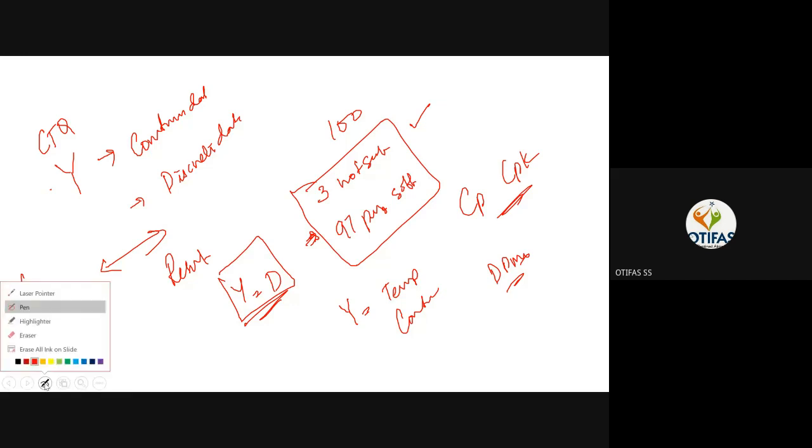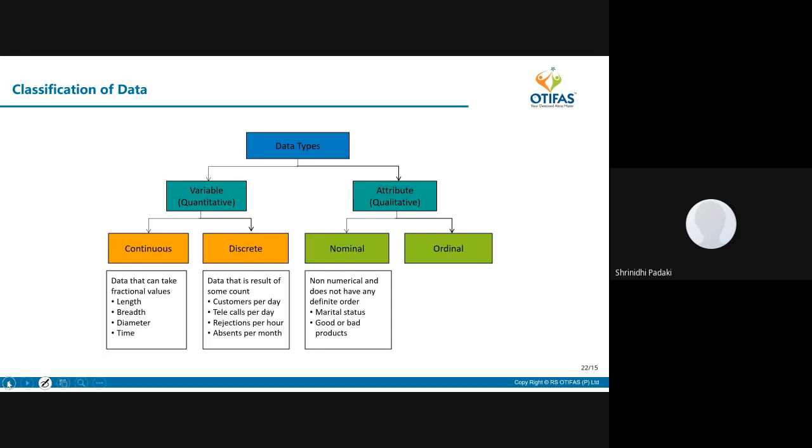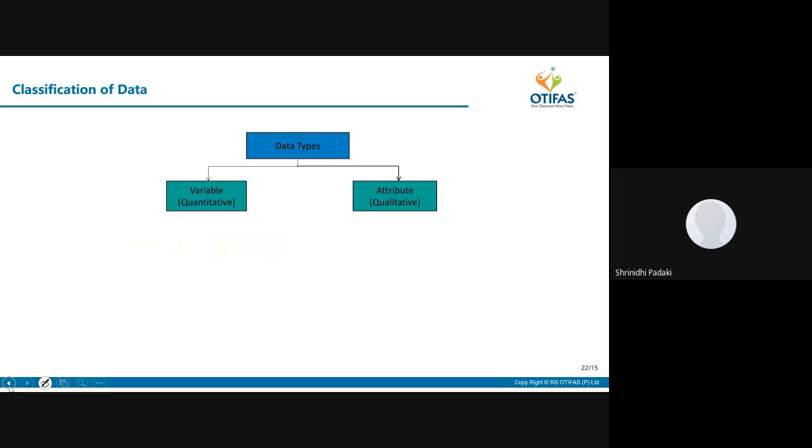But is it clear to you now? Is the data type clear to you? Somewhat clear, not fully clear. Sir, can you explain again the example which you have shared just now? The recent one, the three hot pizzas and the softness of a pizza example. Okay.